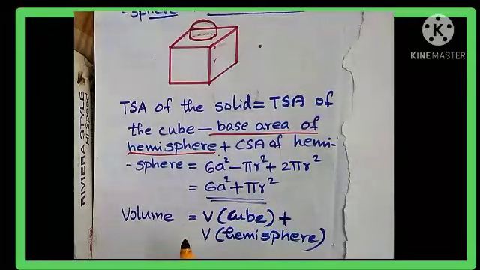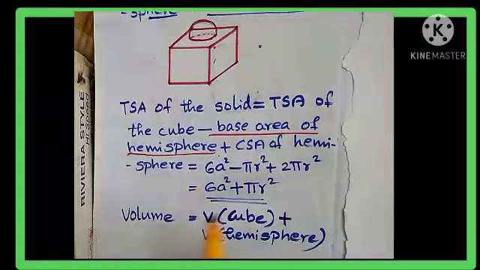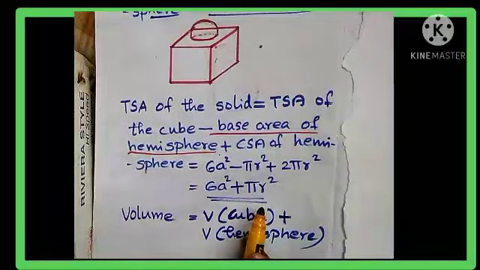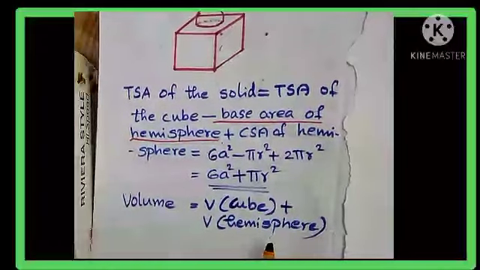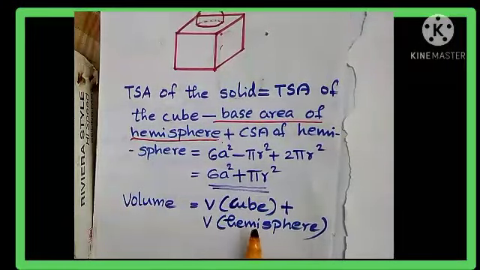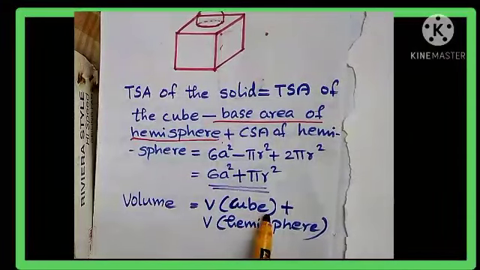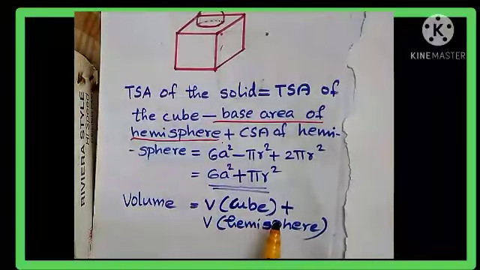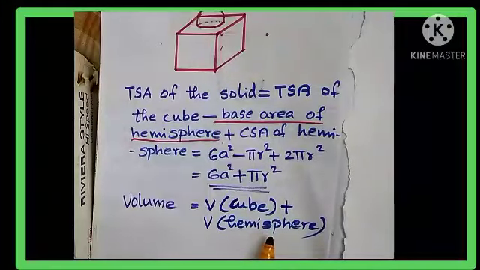And here we need to imagine the shape. You must understand the shape: what shape is given, what solid is given, what condition is given. Then only find the formula. Okay, now the volume. Next, volume is equal to what? The sum of the two volumes, that is the volume of the cube plus the volume of the hemisphere.